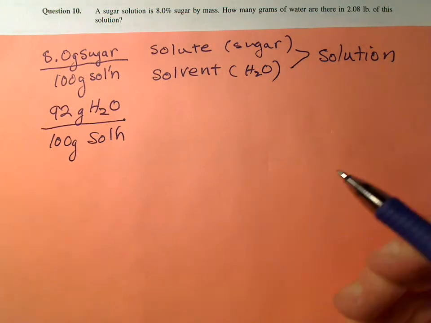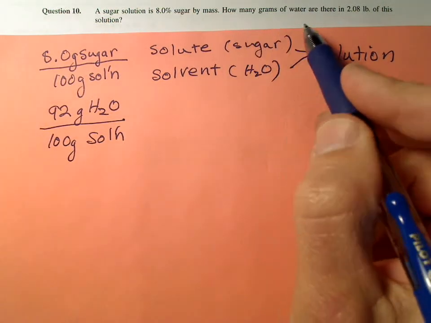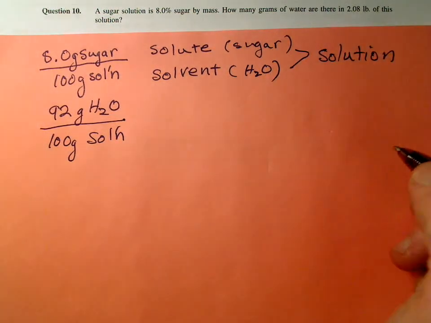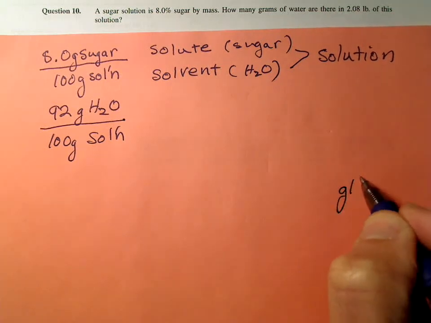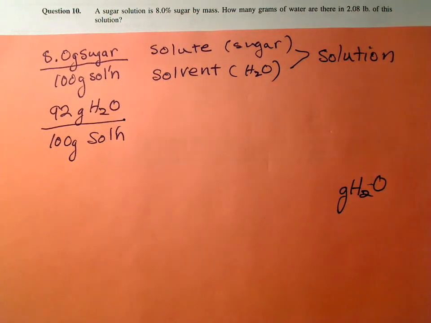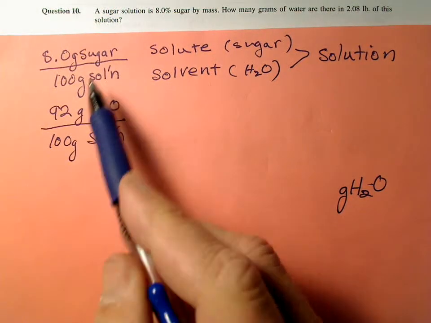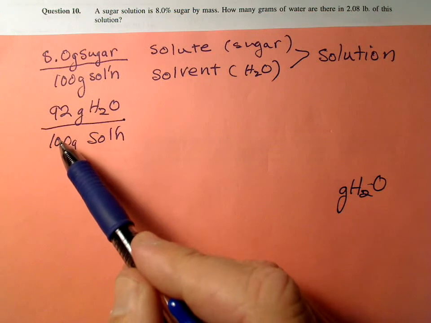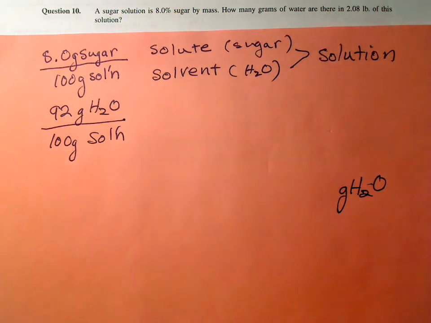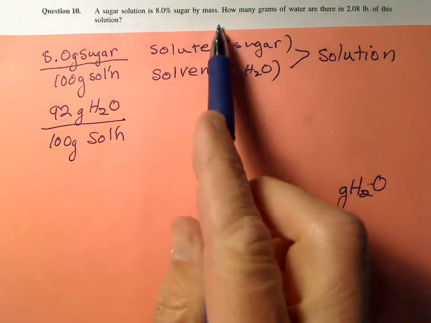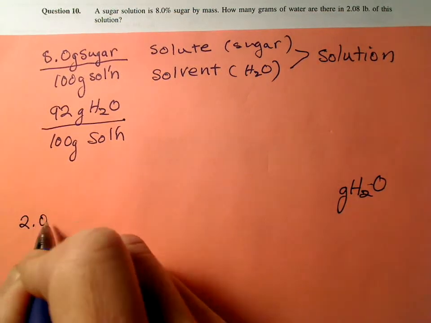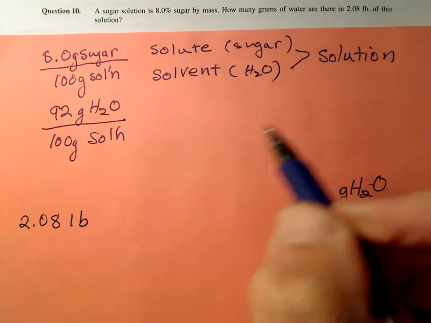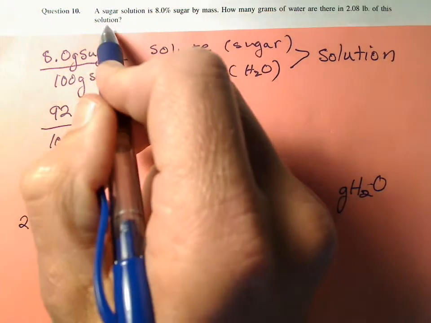So what do we know? Well, the units of our answer, what is it? How many grams of water are there in 2.08 pounds? So grams of water are the units of our answer. What are we going to start with? We have this 8% or the 92%, but that's something per something, so we're not going to start with that. Remember our rule of thumb. We have 2.08 pounds, so we'll start with that, because that's not something per something. And that's pounds of what? Pounds of solution.